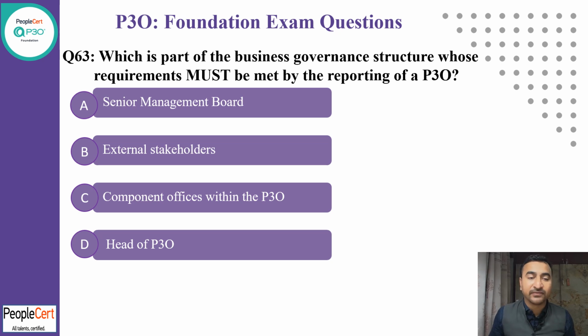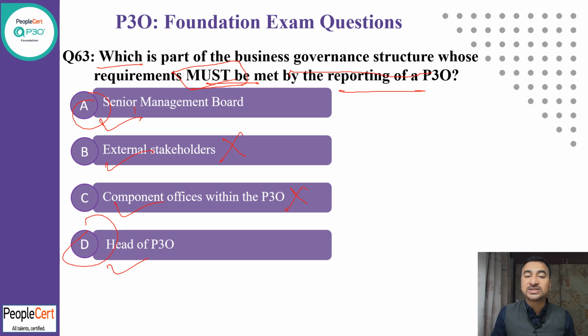Question number 63 says: which is a part of the business governance structure whose requirement must be met by reporting of a P3O? Must be met means they are from the senior board management members, and the requirement of governance should always be compliance. So let's explore the options. A, senior management board, external stakeholder. I believe that you can straight away reject. Component office within the P3O, that's again not the head of P3O. So you have to choose between A and D.